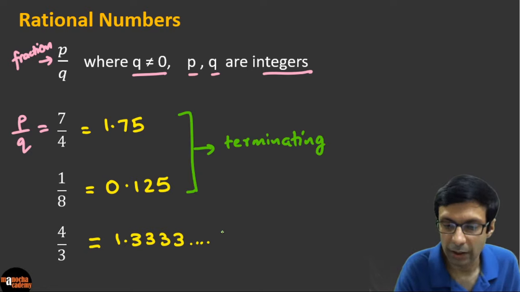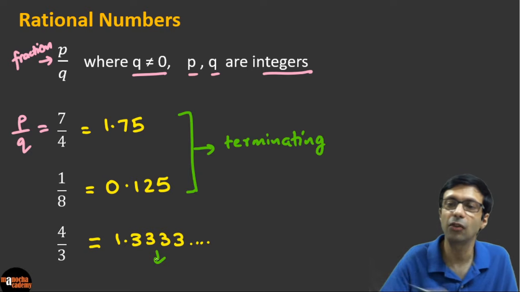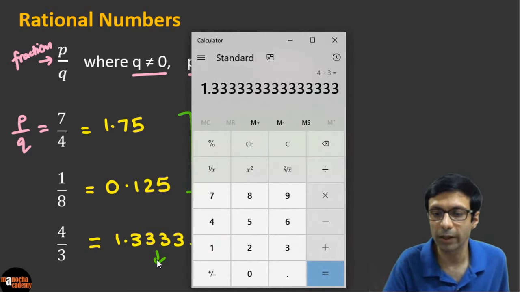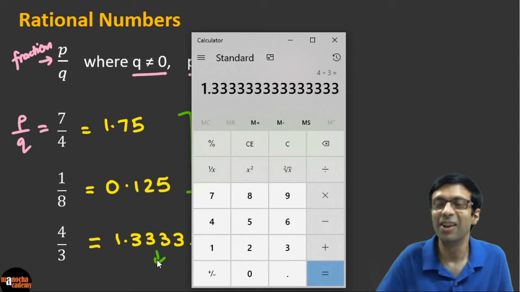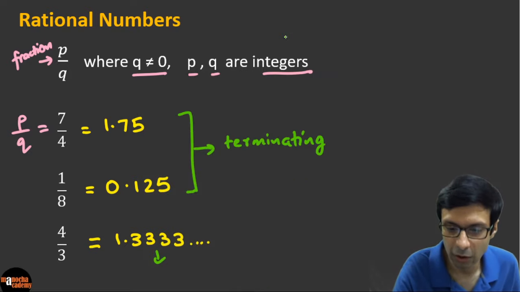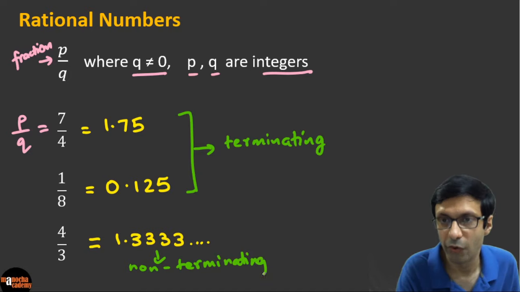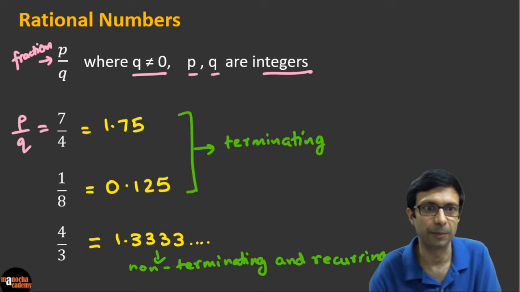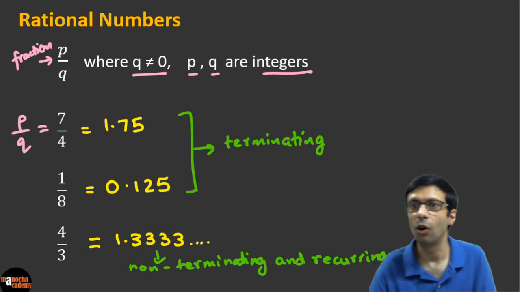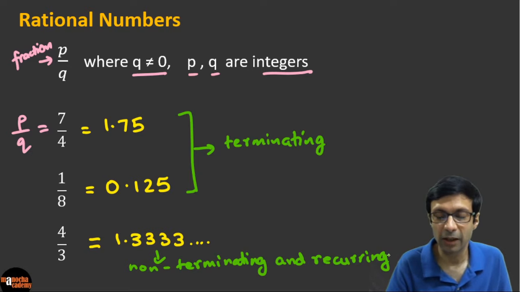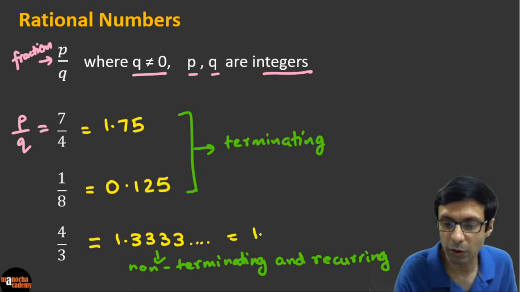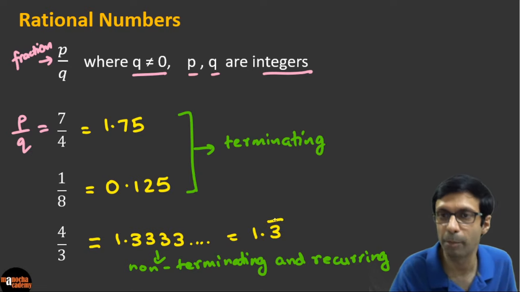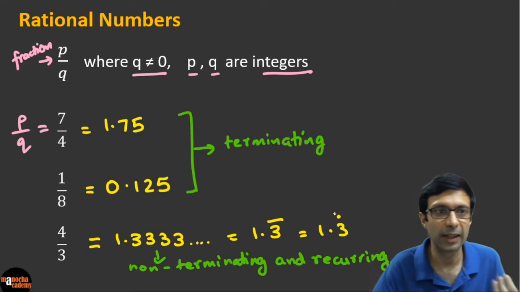And if you look here, it's basically continuing on and on. So 1.33333, it never stops. As we saw in the calculator, of course the calculator has a limit, you can't see the digits beyond the 3, but can you see it's going on repeating 1.333? So this is known as non-terminating, and it's also called recurring. Non-terminating and recurring, because the number 3 is repeating here. Very good. I see a lot of you have written non-terminating and repeating, or non-terminating and recurring. Excellent. This is usually denoted in maths as 1.3 with a bar on top, or we can say 1.3 with a dot to represent that the digit 3 is repeating.